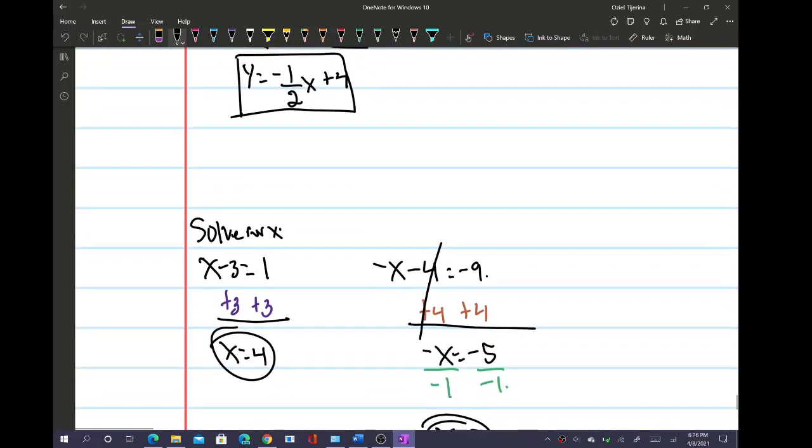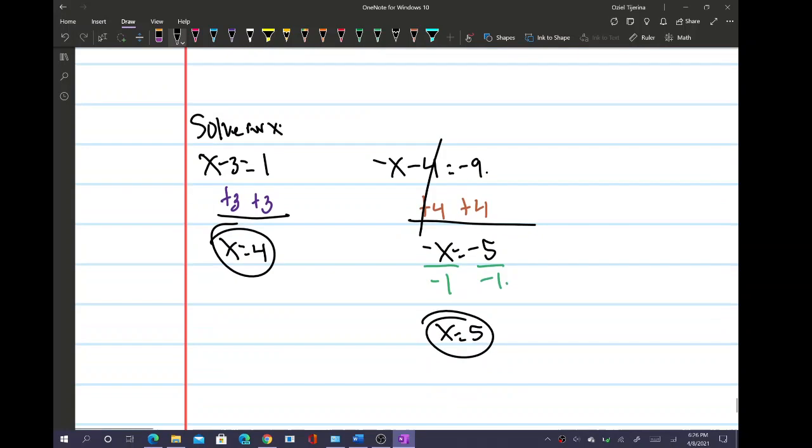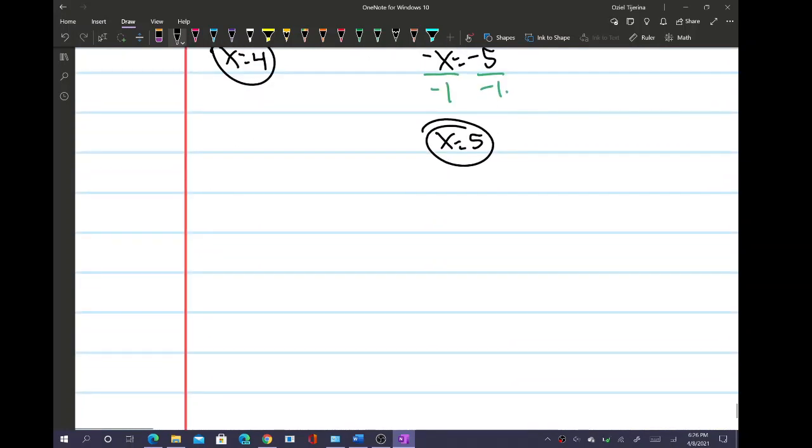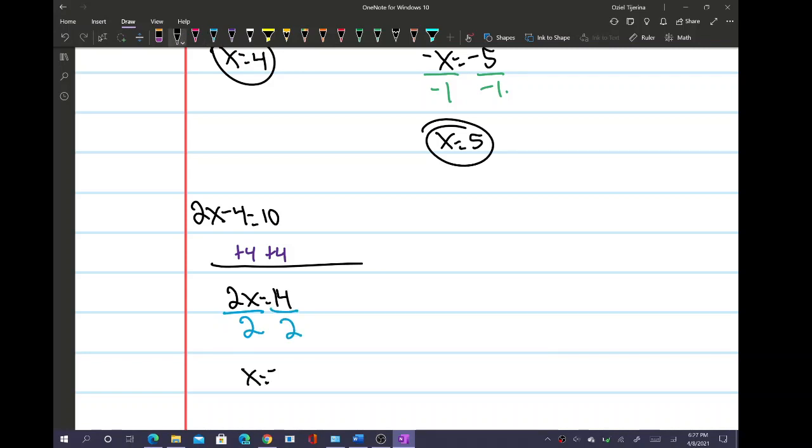And then let's say that we have 2x minus 4 equals 10, right? We're going to add 4 to both sides. Then we have 2x equals 14. So then we divide by 2 on both sides, and you get x equals 7, right?